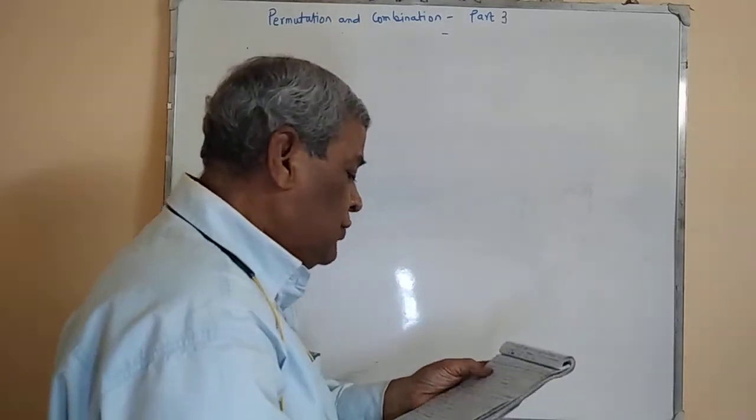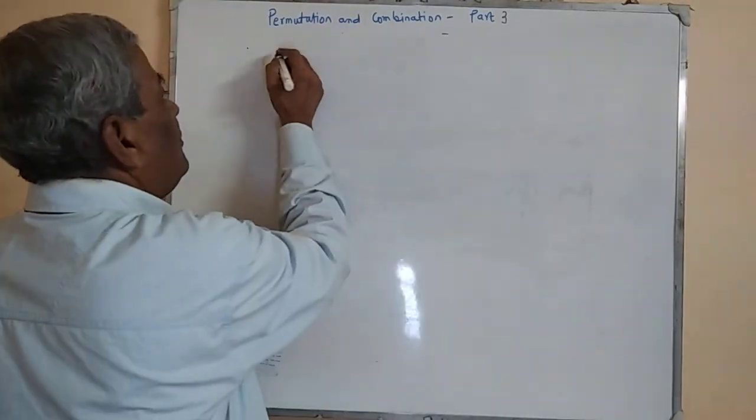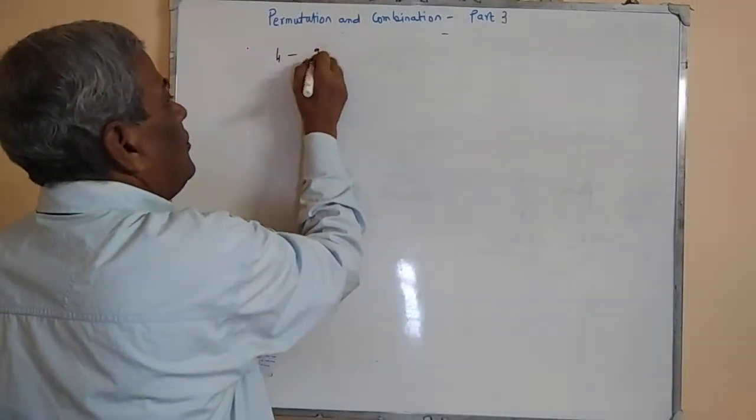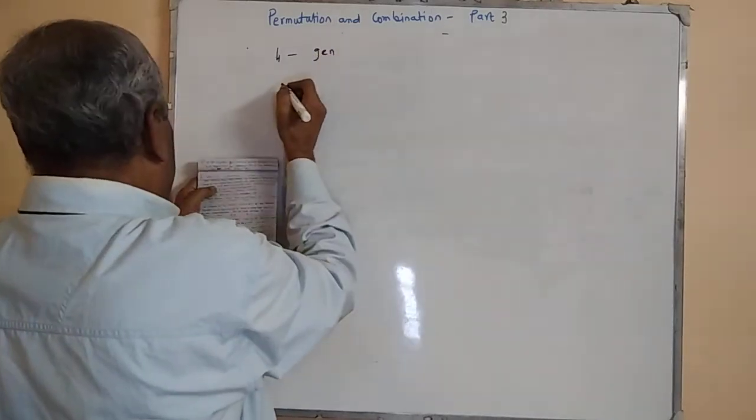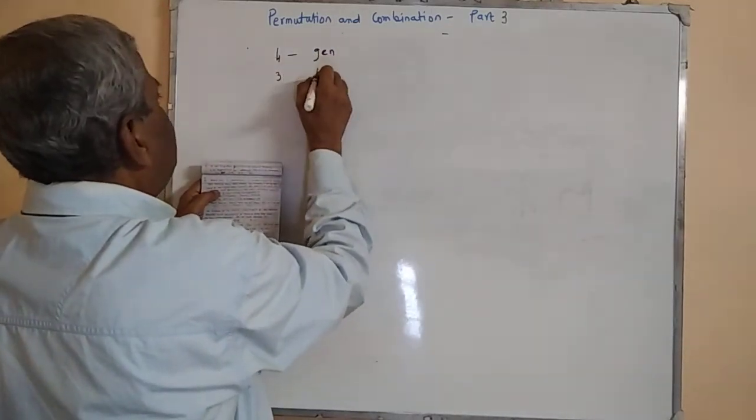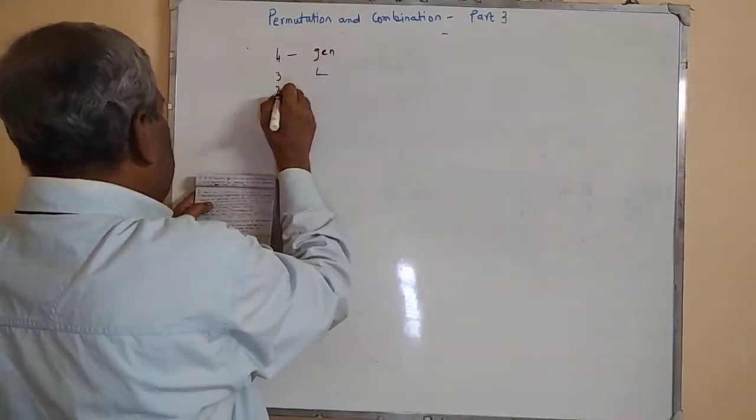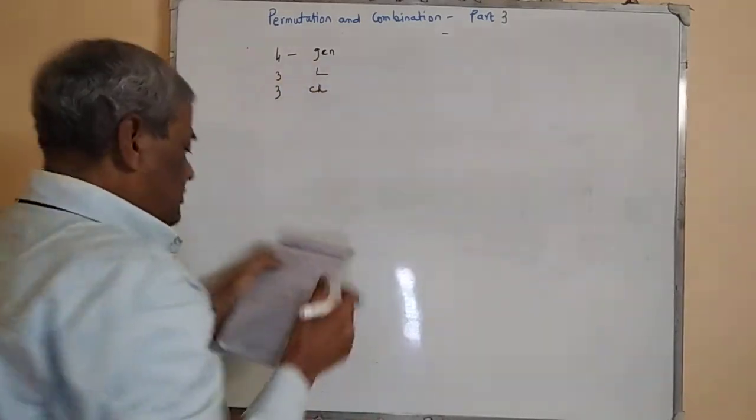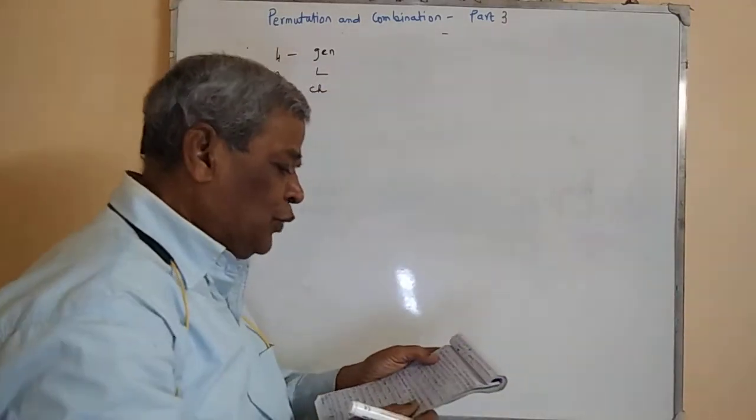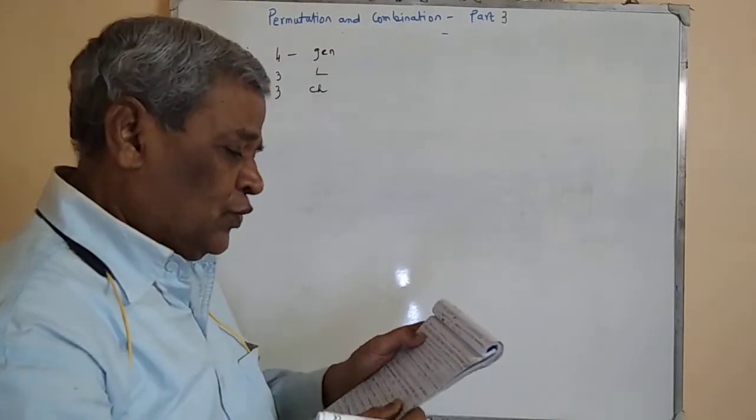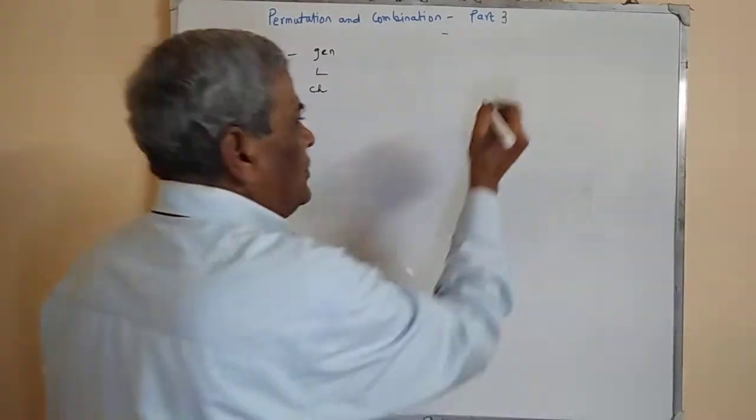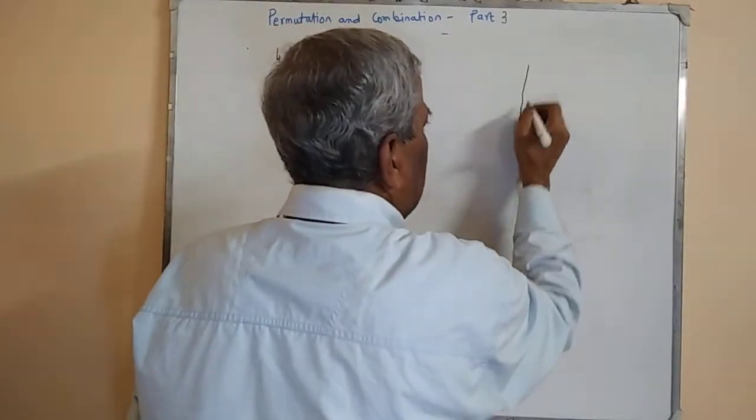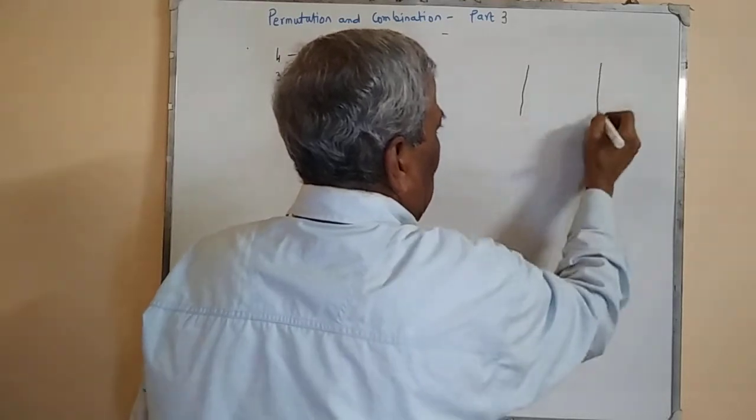Next question. There are four gentlemen, three ladies, and three children. They have to take their seats on two rows. Five on the left row, there are five seats, and five on the right row.